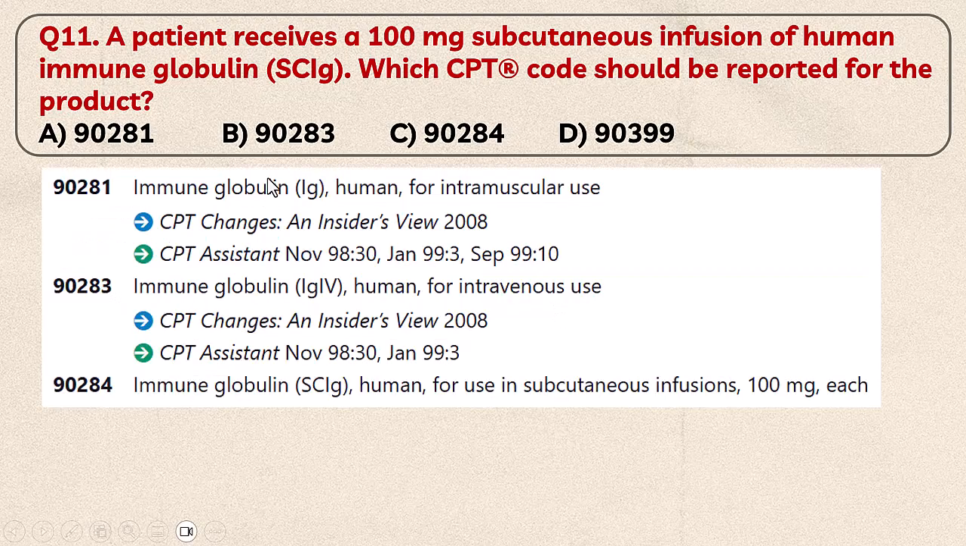Once you go to the tabular list, 90281 for immune globulin, human for intramuscular use. But in our case, it's subcutaneous infusion. 90283 for immune globulin, human intravenous. 90284 for immune globulin, SCIg, human for use of subcutaneous infusion, 100 milligram each. So the correct answer will be answer C.